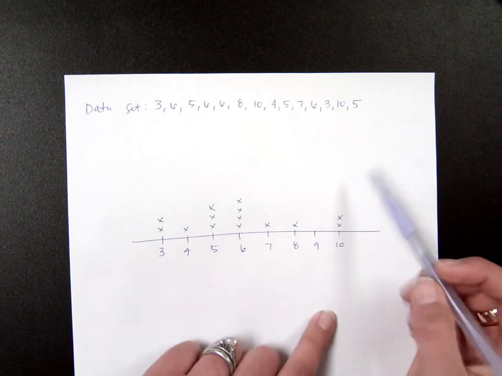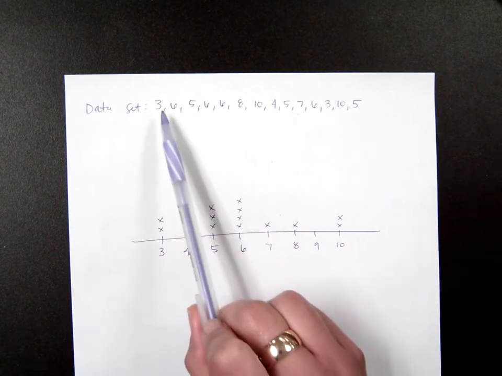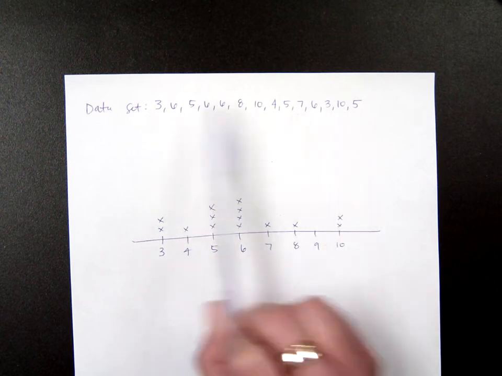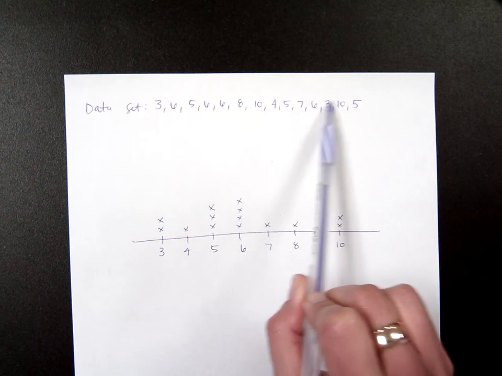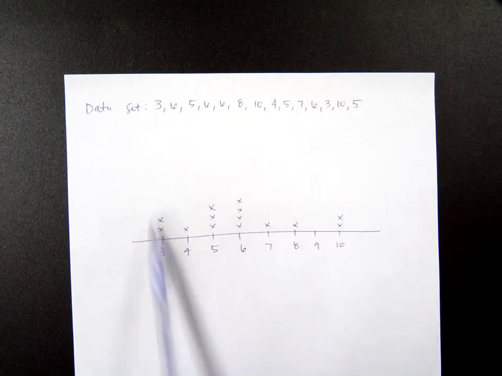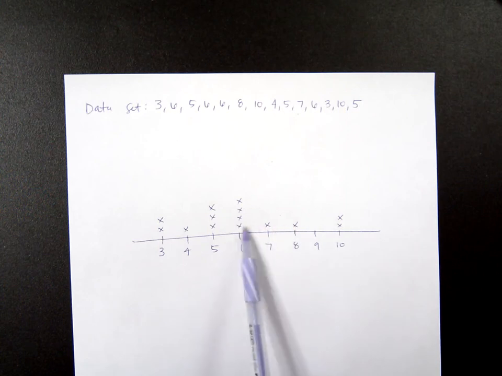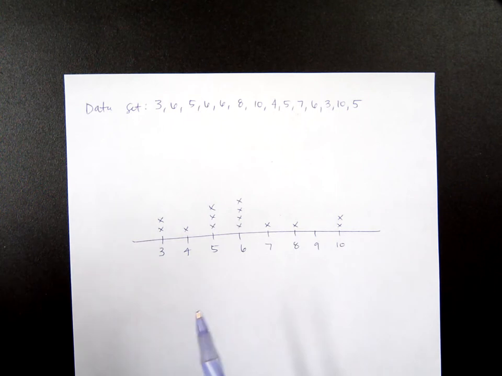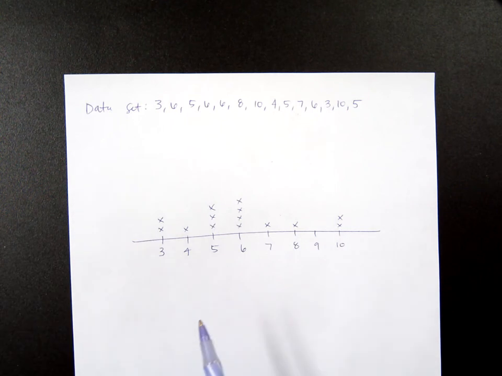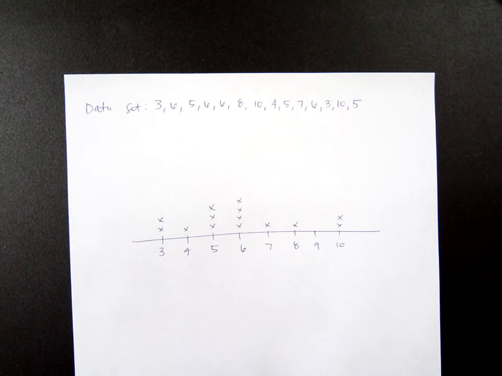Okay, so there should be an X or a dot for every single data point you have. So if I count up how many numbers I have up here, 14, I should have 14 dots or 14 X's on my graph. 1, 2, 3, 4, 5, 6, 7, 8, 9, 10, 11, 12, 13, 14. So that's how I know I've done them all, okay? So each dot or each mark represents one data point, okay?